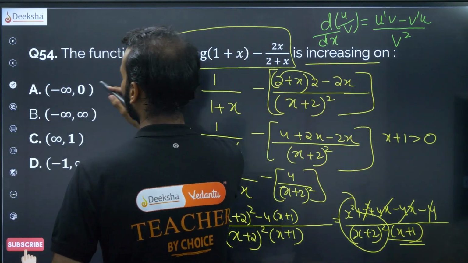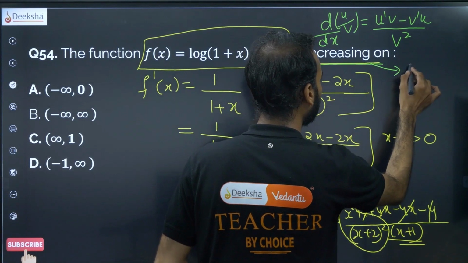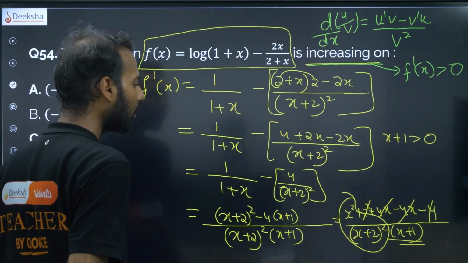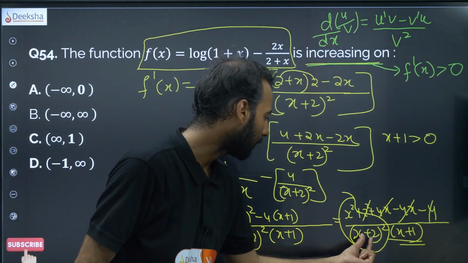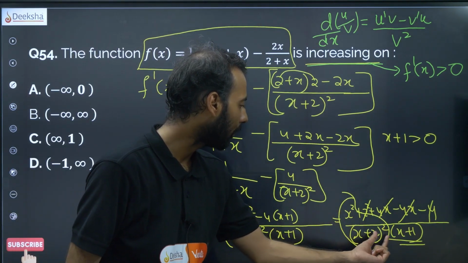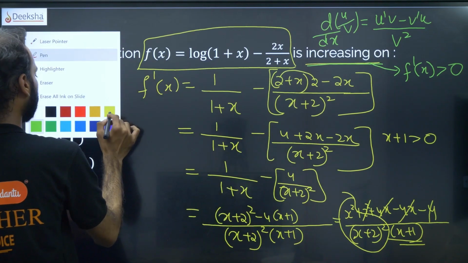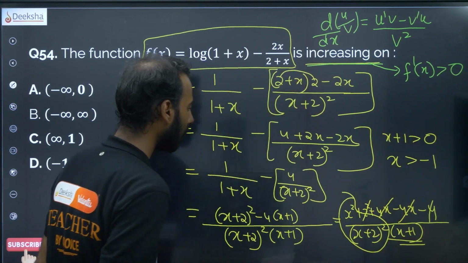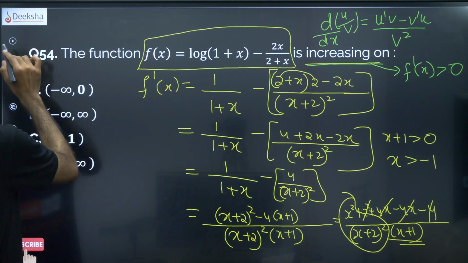When do we say a function is increasing? Function is increasing means f dash of x has to be greater than 0. So f dash of x has to be greater than 0 means what? This expression x square by x plus 2 square x plus 1 square has to be greater than 0, and this is already greater than 0, only x plus 1 has to be greater than 0. That means x has to be greater than minus 1. So which is the answer? D is the answer. Moving on to next question.